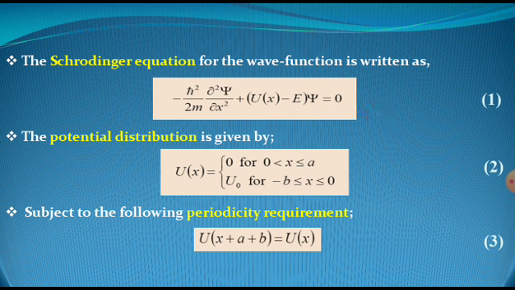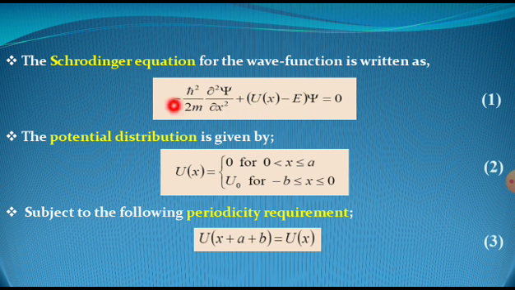It's my duty to explain each and every parameter which is included in this equation. h cut is equal to h upon 2 pi, that is the well-known Planck's constant relation. m is the mass of your electron. Here in this particular theory we will use the mass of the free electron. Psi is the wave function, x is the position, U(x) is the potential energy at position x, E is the total energy, that means the potential energy plus kinetic energy, and psi is again your wave function.